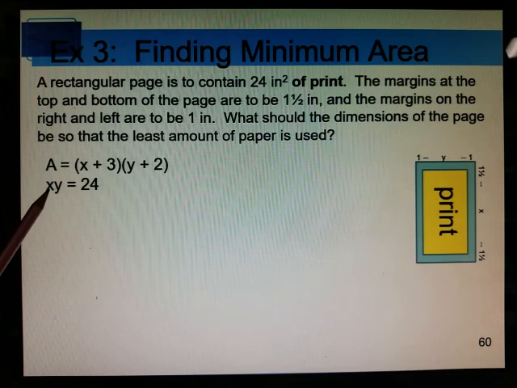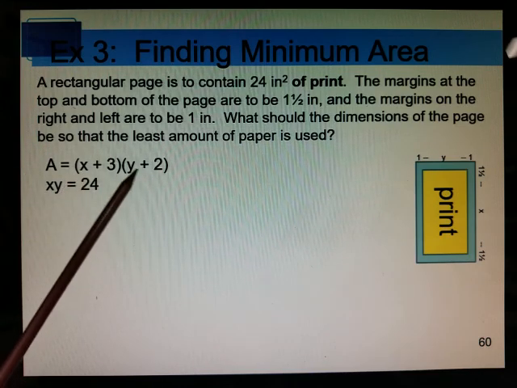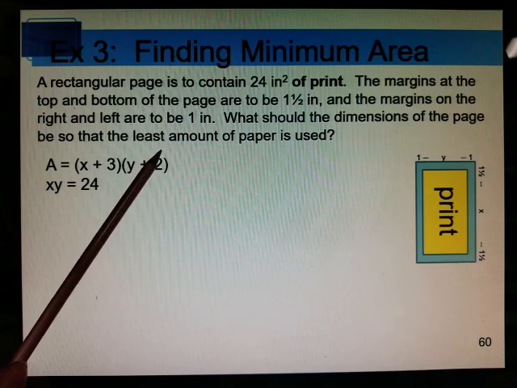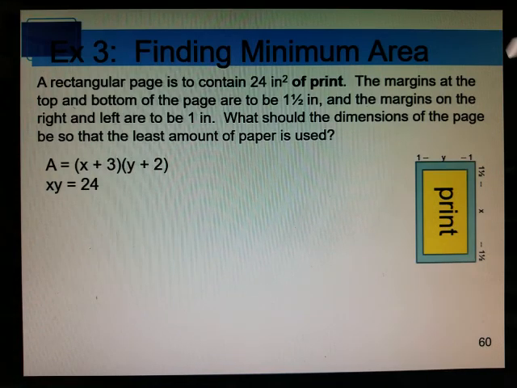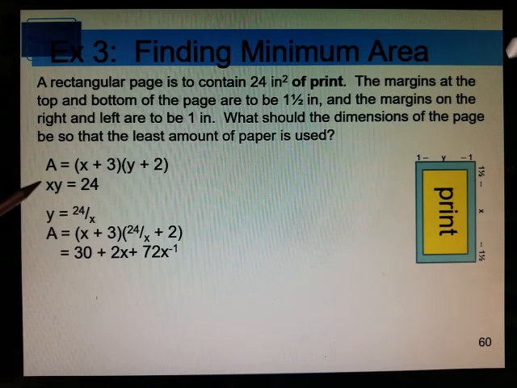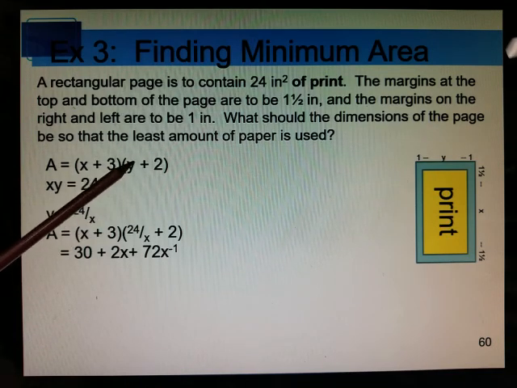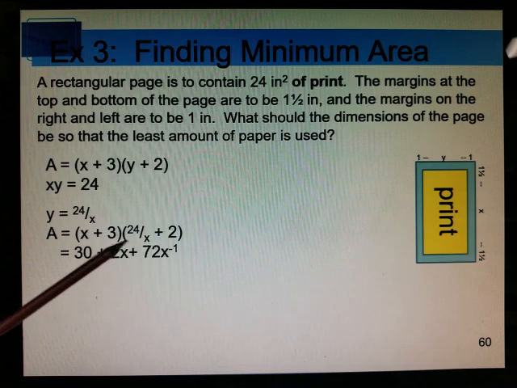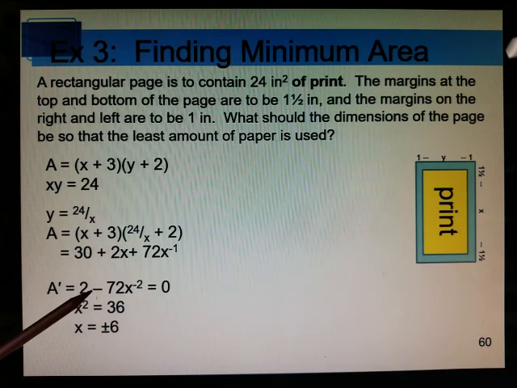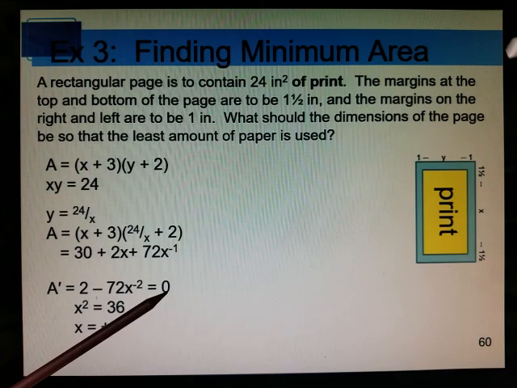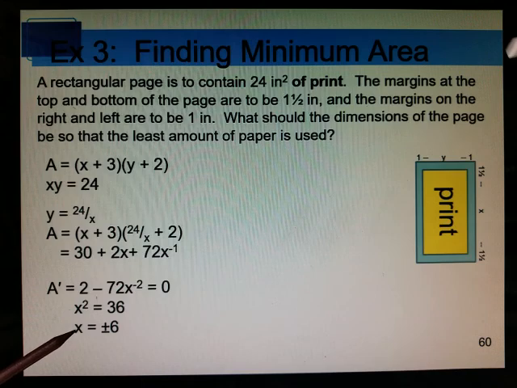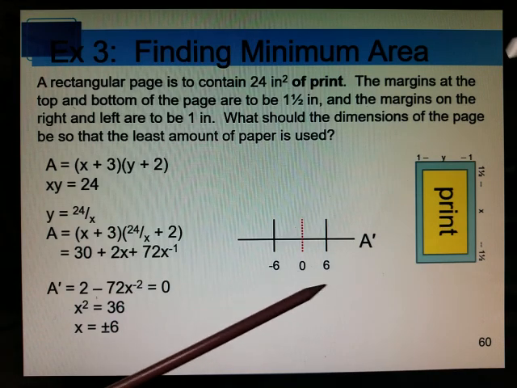So I need to solve for either x or y here and plug it into the other equation, because I want to have the least amount of paper. So I do need to have a derivative to find the minimum. I solved for y, and I plugged 24 over x in for this y up here. FOIL that out, and here's your equation. Take your derivative. Set your derivative equal to 0. I'll get x equals plus or minus 6 for the critical values. So for my critical values, I had 6 and negative 6.